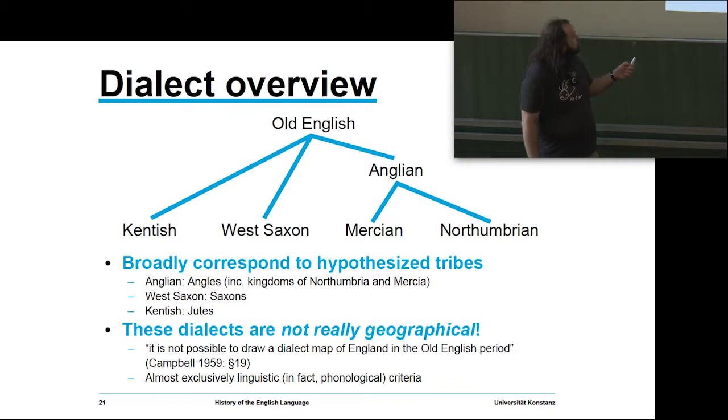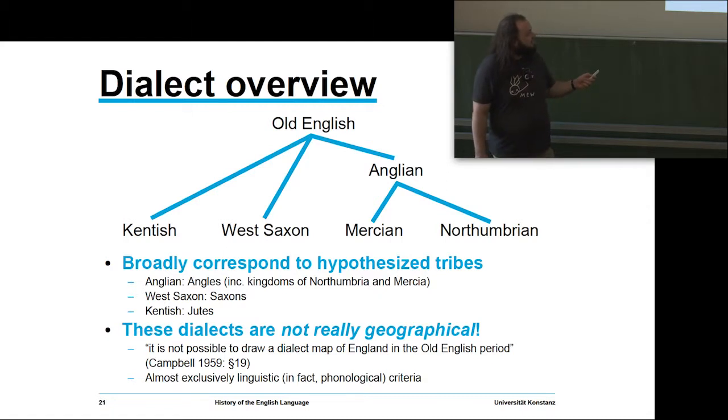So Kentish, remember the Jutes settled in Kent, the Kentish dialect of Old English, not very well attested, but quite distinct phonologically. West Saxon is the big one. We have more West Saxon than anything else. We have more West Saxon than all of the others put together, easily.